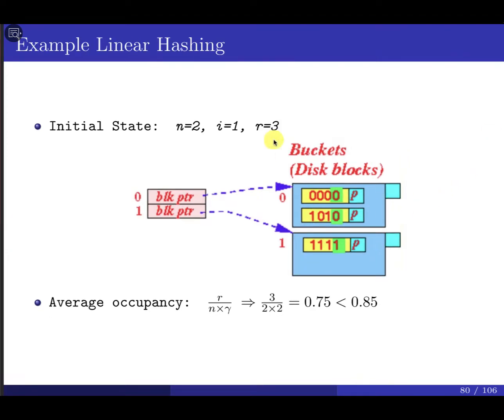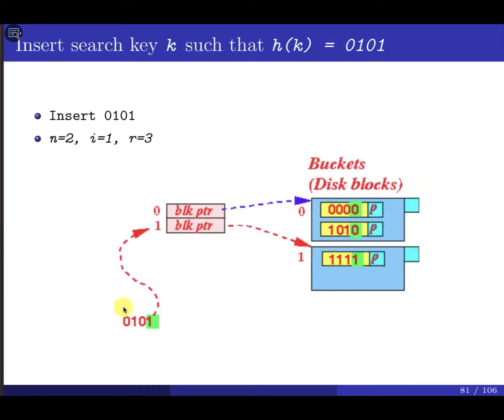This is the entry, the initial state. Now I want to insert a new item here. Check the hash value based on the value of i equal to 1. Follow the index. The index tells me this is the place where you're going to store the data. I do have a space, so I'm going to store it there.